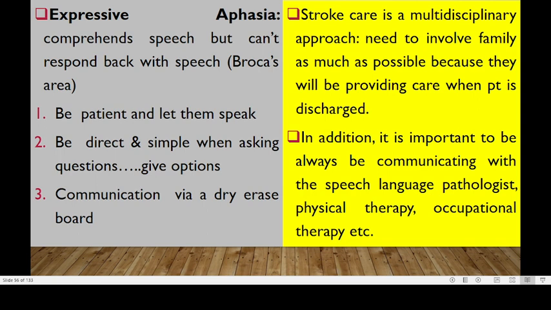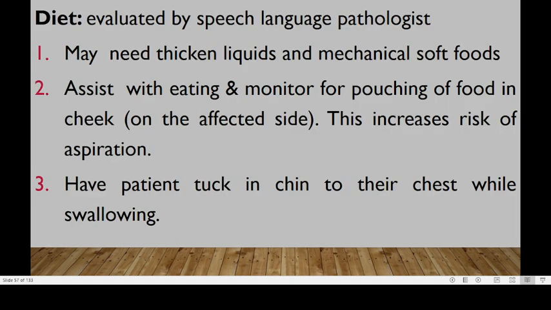For expressive aphasia, the one who can comprehend but can't respond back, those with problems in the Broca's area, you have to be patient with them and let them speak. Be direct and simple when speaking and asking questions, and give them options. Is it A or B? So that they can easily pick A or B. Communication could also be through an eraser board, where you can write and have it.